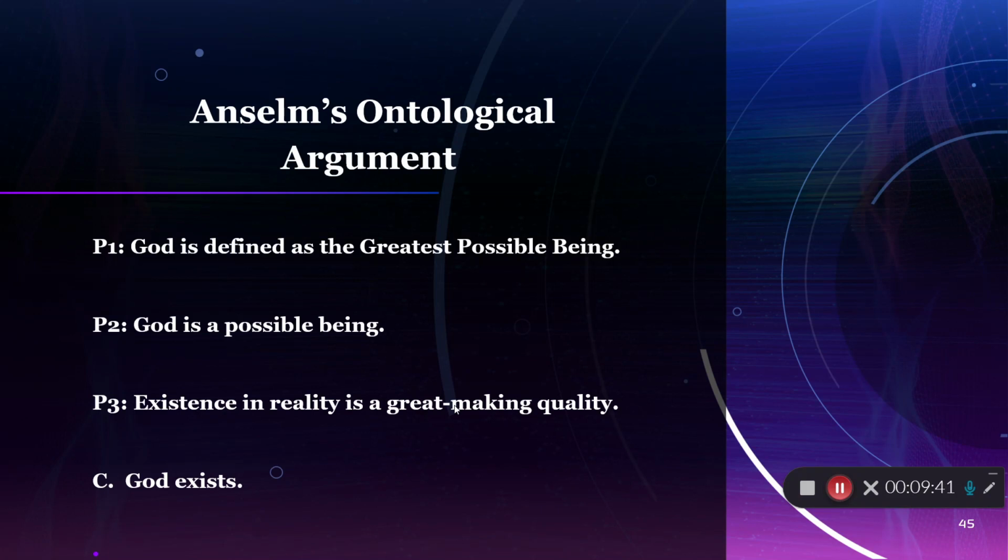So God, by definition, is the greatest possible being. He has all the great-making qualities. Strength, is that a great-making quality? Yes, it is. So God has it. How much of it? All of it. He's omnipotent. Knowledge, is that a great-making quality? Yes, it is. So God has it. How much of it? All of it. He's omniscient. Moral goodness, is that a great-making quality? Yes, it is. So God has it. How much of it? All of it.